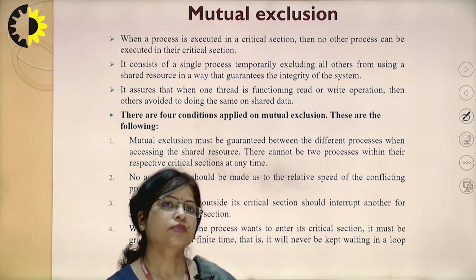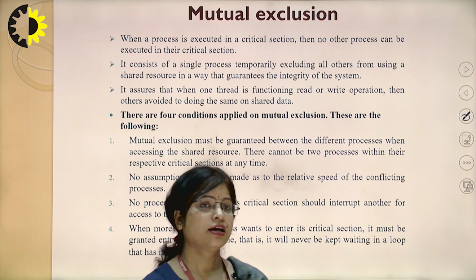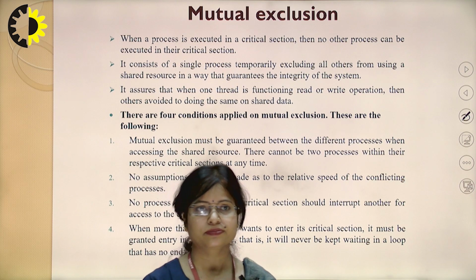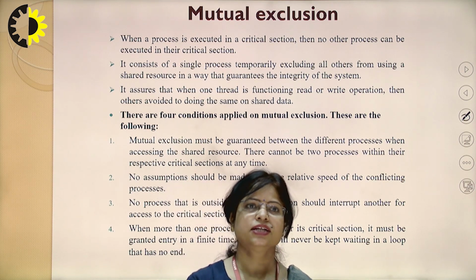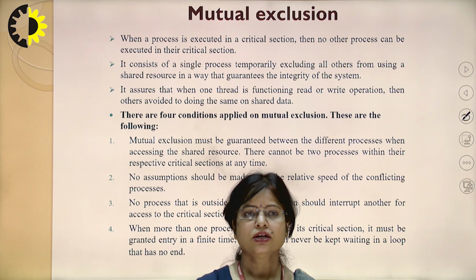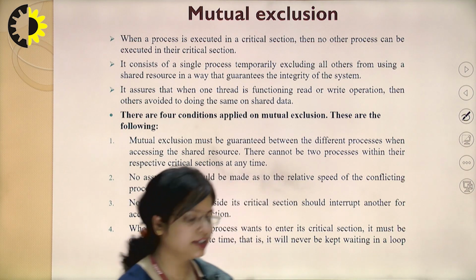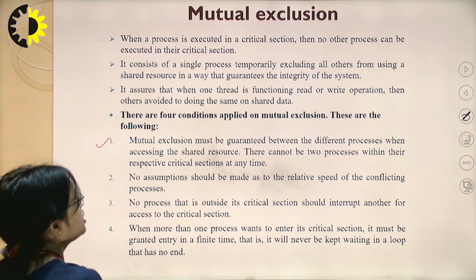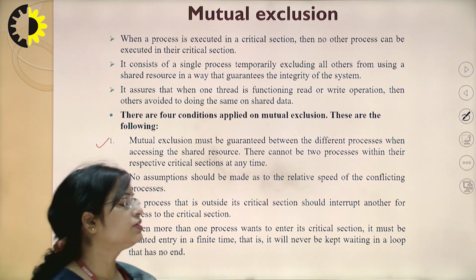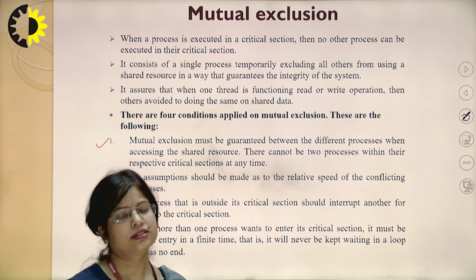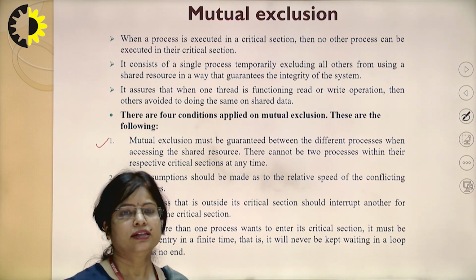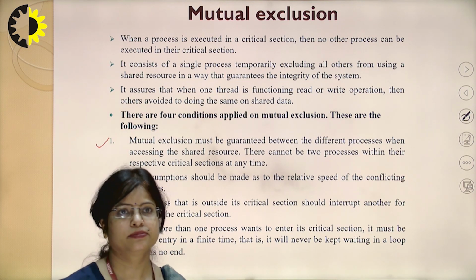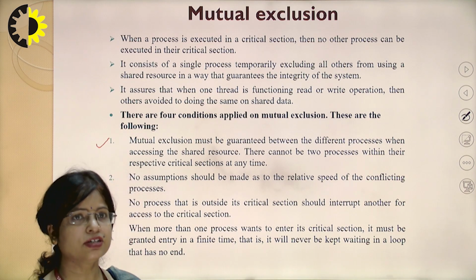So these are the shared resources. How can we ensure that mutual exclusion is applied to our entry section or critical section? There are 4 conditions that can be applied for mutual exclusion. First condition is mutual exclusion must be guaranteed between the different processes. When accessing the shared resource, there cannot be 2 processes within their respective critical sections at a time.